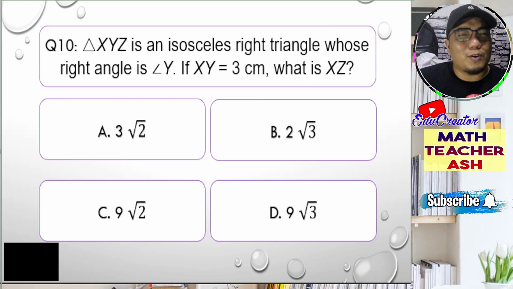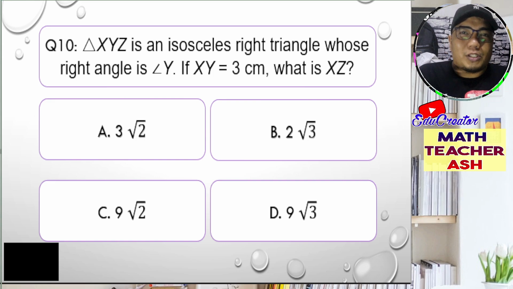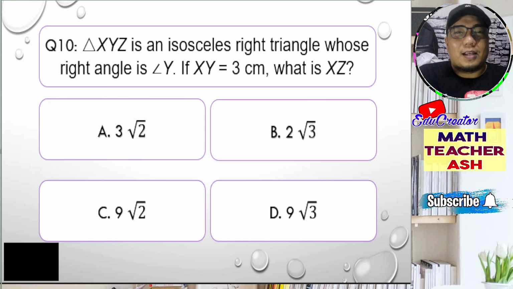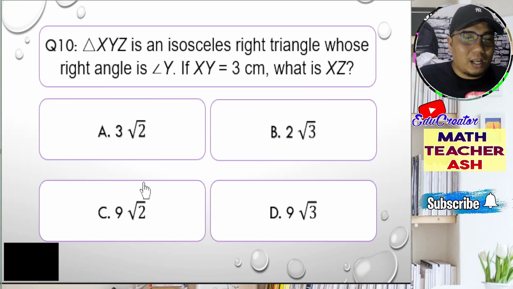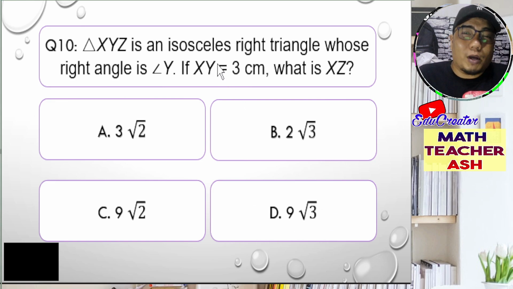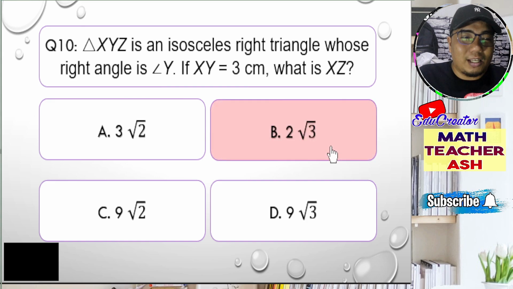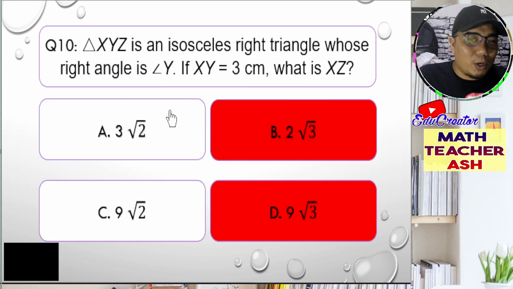Alright, math learners, if you have just listened to my explanation earlier, talking about isosceles right triangle, it only uses the square root of 2, while the 30, 60, 90 triangle uses the square root of 3. Of course, in our choices, we have the square root of 3 here. So this is not applicable to an isosceles right triangle. So B and D are already wrong. Alright? Now, we only have these two.